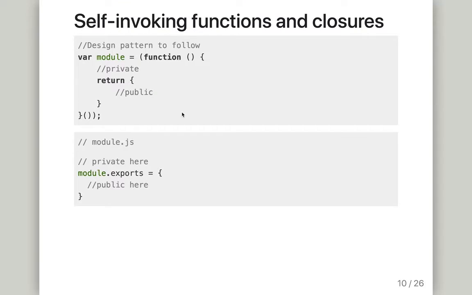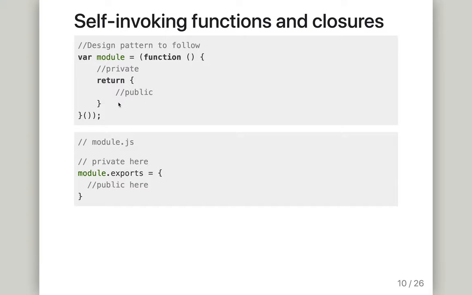Now let's understand what a self-invoking function is and what a closure is. Here is a function which I have created, and while creating it we are executing this function. So what is the purpose of creating a self-invoking function or closure? In JavaScript, everything is global. Once JavaScript loads, everything loads on the window.